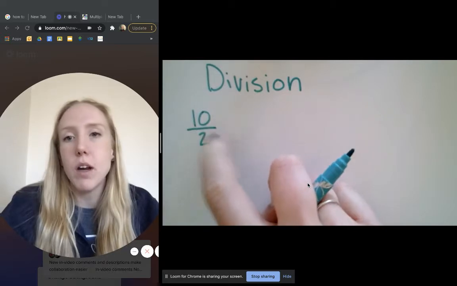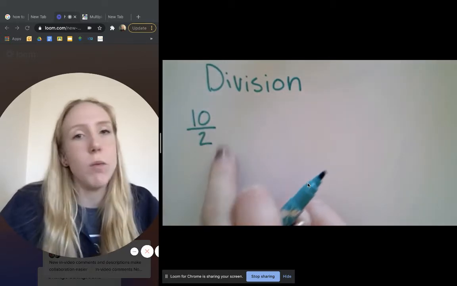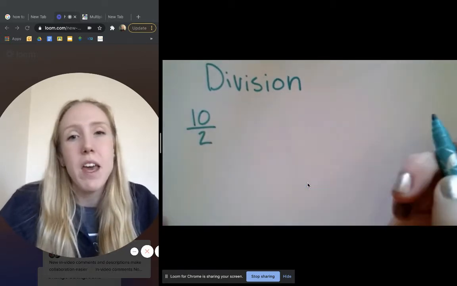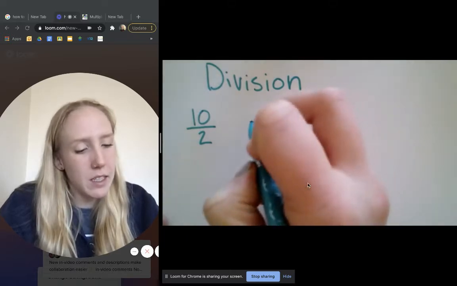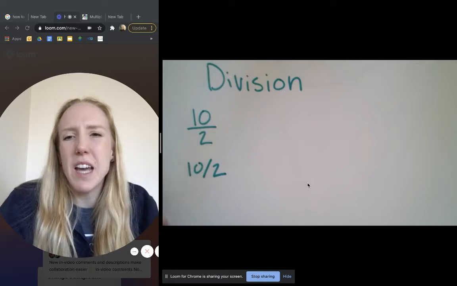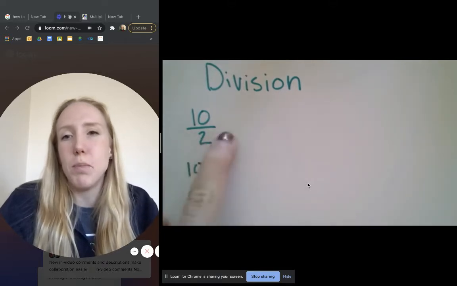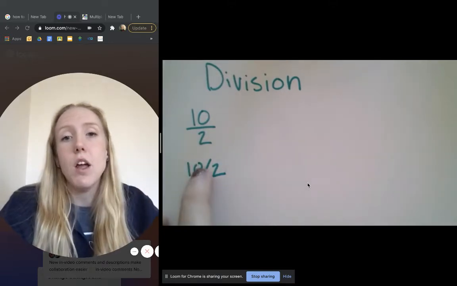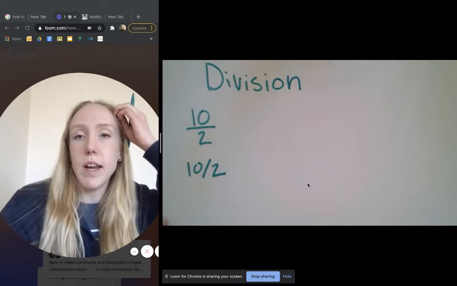and remember, this is how we are writing division. We are not really going to be using the division symbol. If anything, we might have to write it like this. Okay, but this is kind of how we're going to be writing division. We're using the bar, the slash, or the fraction bar to separate the two numbers that we're dividing.